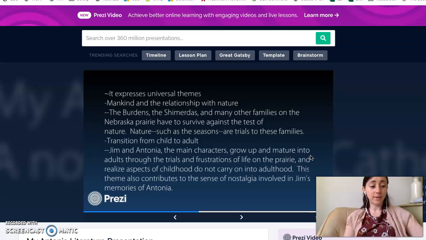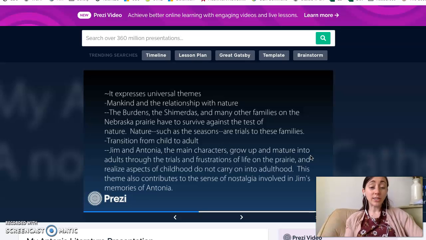And some of the universal themes that I just discussed, mankind and the relationship with nature. So the Burdens and the Shimerdas and many other families on the Nebraska prairie had to survive the test of nature. And I have a question this week for you to answer: how is nature an actual character in this book? It seems to have emotions and feelings. It seems to be alive and responsive and aggressive, and all of the elements that a normal character would possess is sort of what nature becomes. And these families have to confront it.